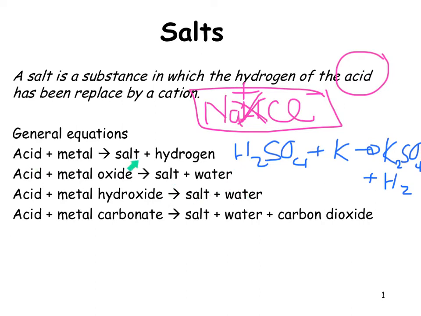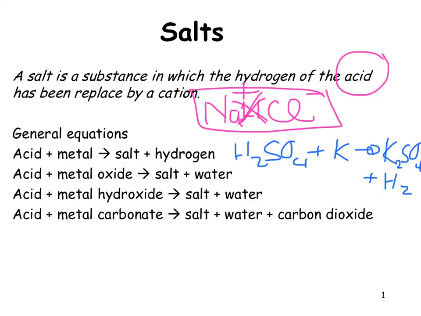An acid plus a metal is salt plus hydrogen. An acid plus a metal oxide is salt plus water. An acid plus a metal hydroxide is salt and water as well. And an acid and a metal carbonate is salt, water, and carbon dioxide. The salt always being the acid with the metal cation having taken over its place.